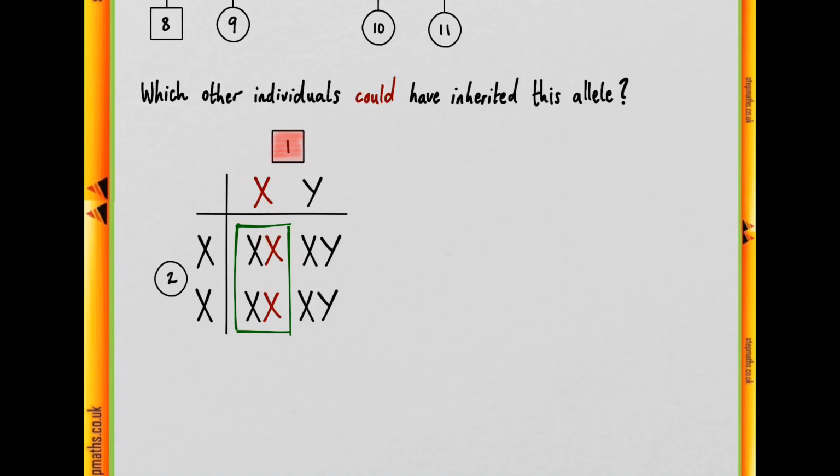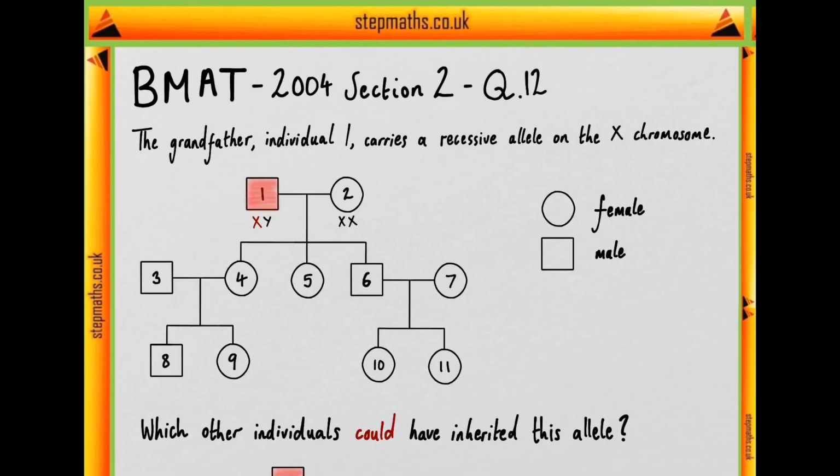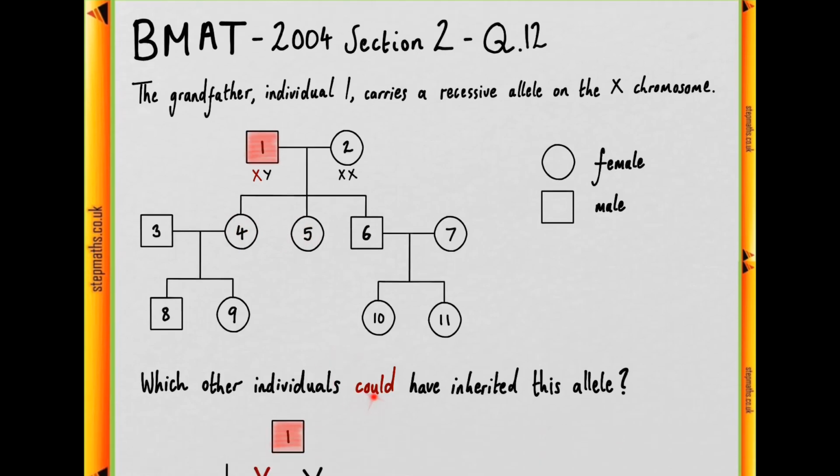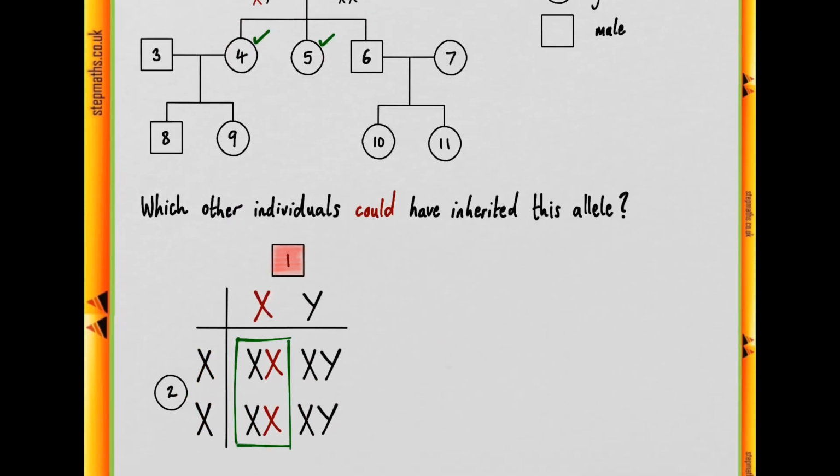So we can say that since all the males had to have received their Y chromosome from the father, they must have received the normal X chromosome from either of the 2 normal ones that the mother bore. So only females could have been affected, so having a look at the children, out of 4, 5 and 6, only 4 and 5 could have inherited the allele. So we will mark on 4 and 5.